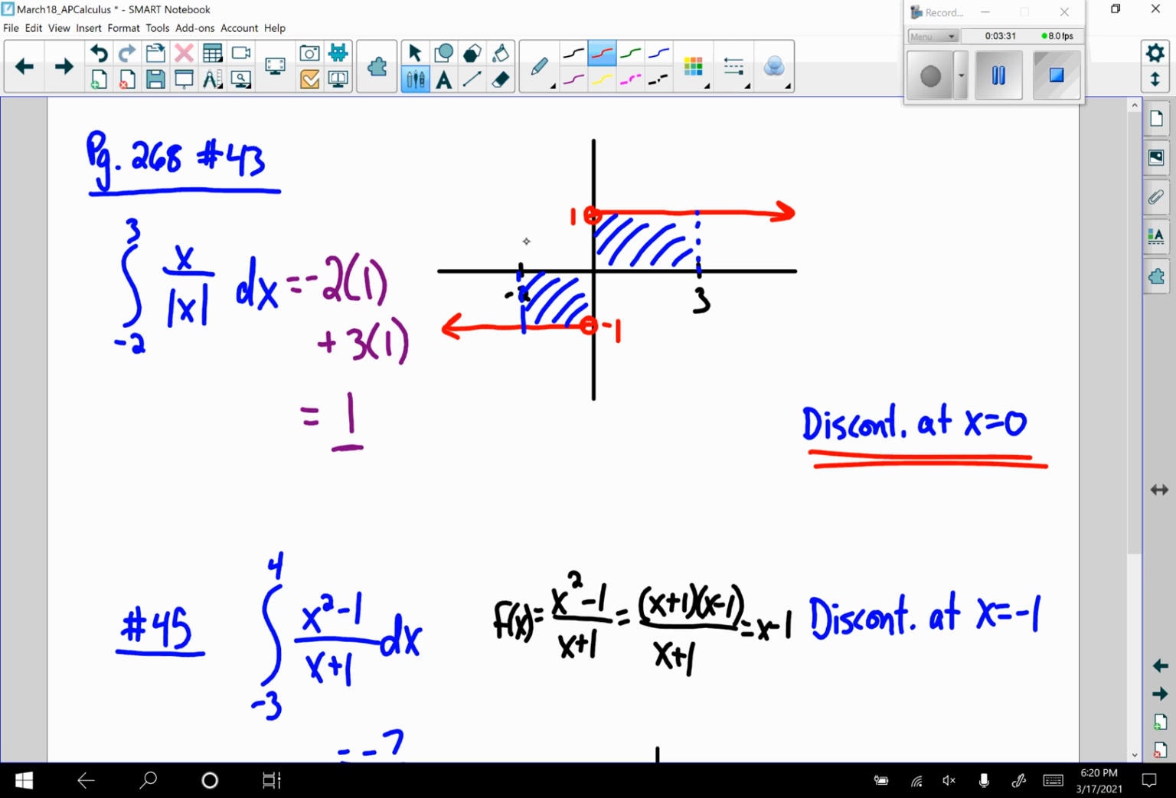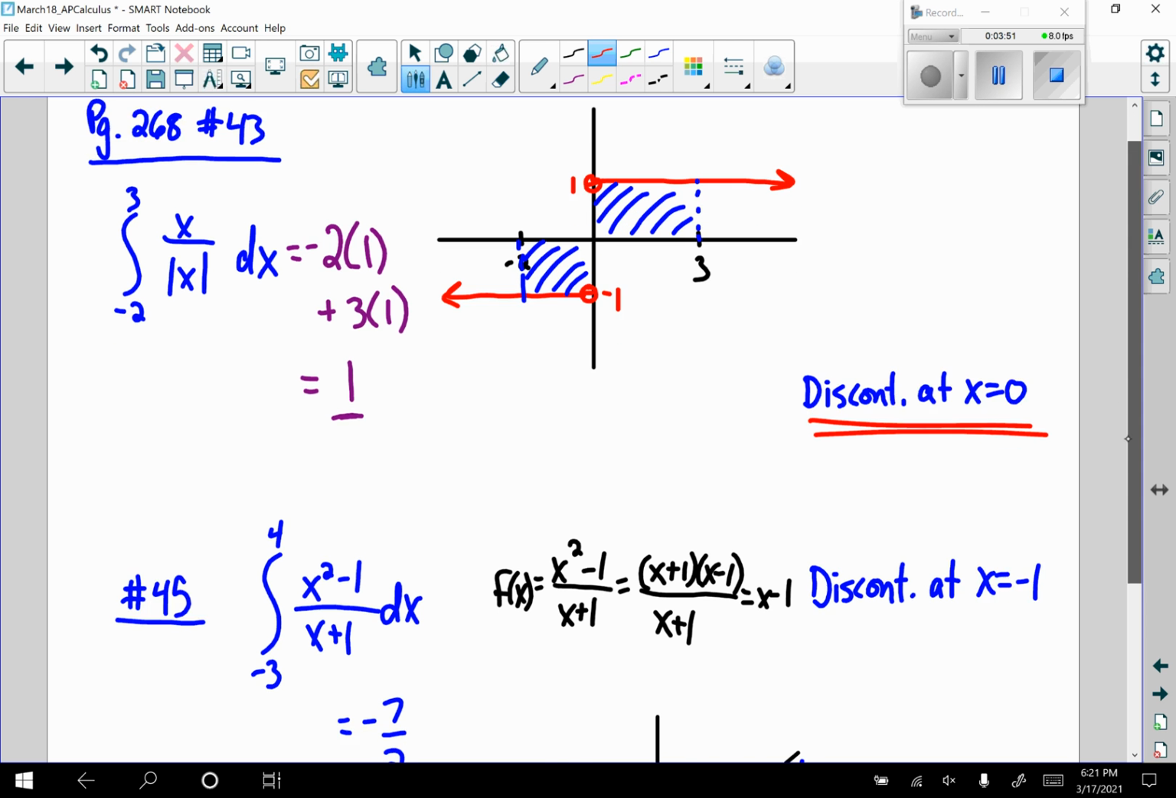And then I just want to start and stop this from -2 to 3, so I create two rectangles. So the area of the first rectangle would, because it's below, is -2 times 1. Remember, I'm not asked to find area, I'm just using area to evaluate the integral. And then the second rectangle has dimensions of 3 by 1. So that's -2 plus 3, which is 1.